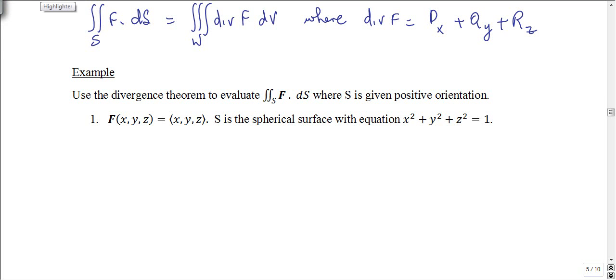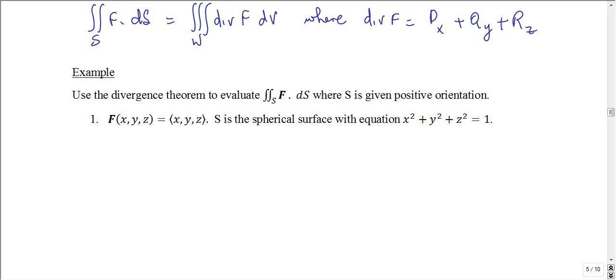And the reason is usually, if I ask you to use the divergence theorem, it's easier to work out that surface integral using the divergence theorem instead of methods you learned before. All right? So use the divergence theorem to evaluate the surface integral. S is given positive orientation. So here is your vector field, x, y, z, and S is the spherical surface of this particular equation.